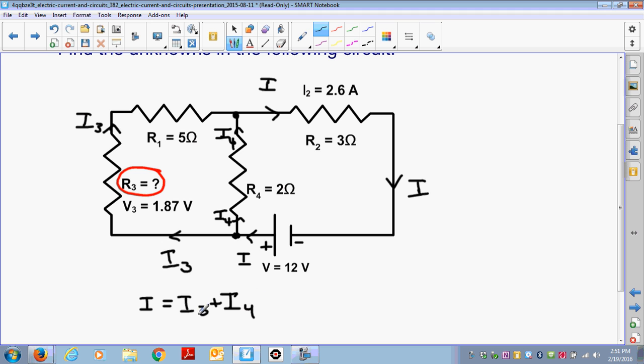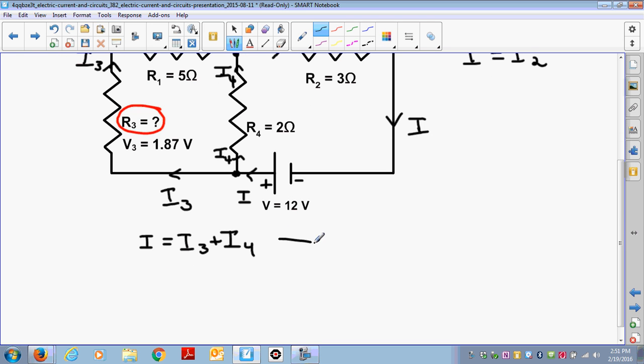Okay, so now that we have one junction, we're going to look at the other and notice that it's exactly the same thing. And again, we already know that I equals I2 because that's what they're calling it. They're calling this I2. So we can rewrite this as I2 is equal to I3 plus I4. Okay, so we've applied our junction rule.